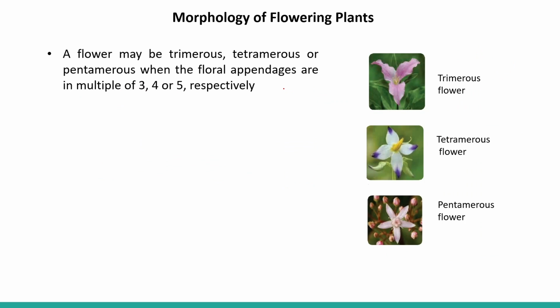Okay, now we are having trimerous flower, tetramerous flower, and pentamerous flower, depending on the number of floral appendages the flower possesses. So a flower may be trimerous, tetramerous, or pentamerous when the floral appendages are in multiples of 3, 4, and 5 respectively. So this is very, very important.